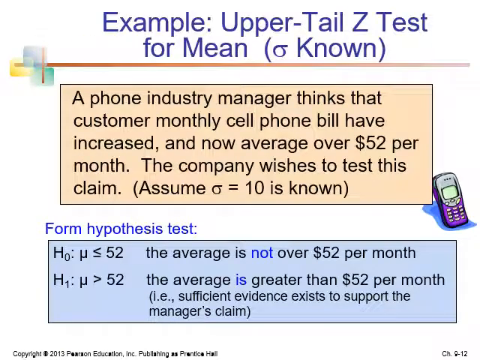So here's an example. You have a storyline. In the story, you are testing a claim. Now, what is the claim? The claim here is the average is over 52. Is that correct or not? Now, you put that claim into the alternative hypothesis. And the default is that the average is not over 52. Alternative is that the average is greater than 52. We also know the sigma. So what's missing here? We need to know the sample size.